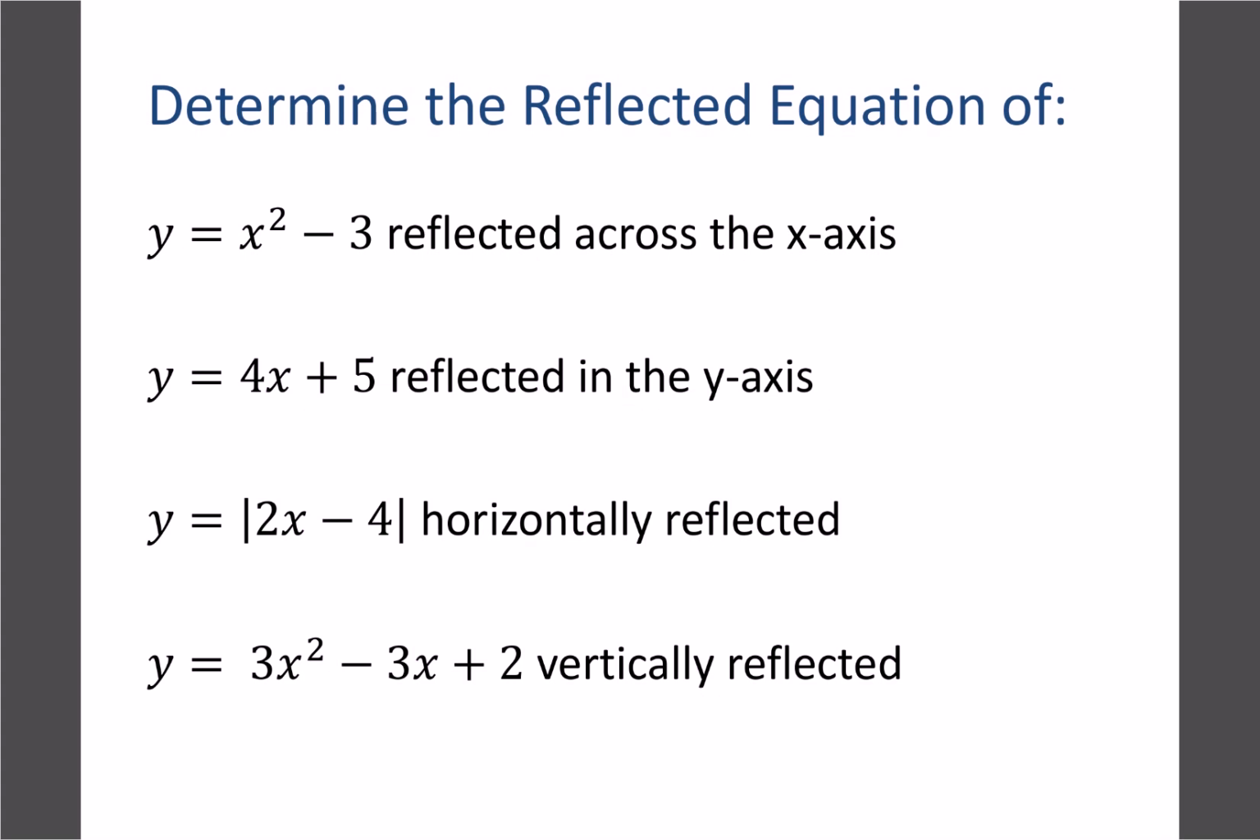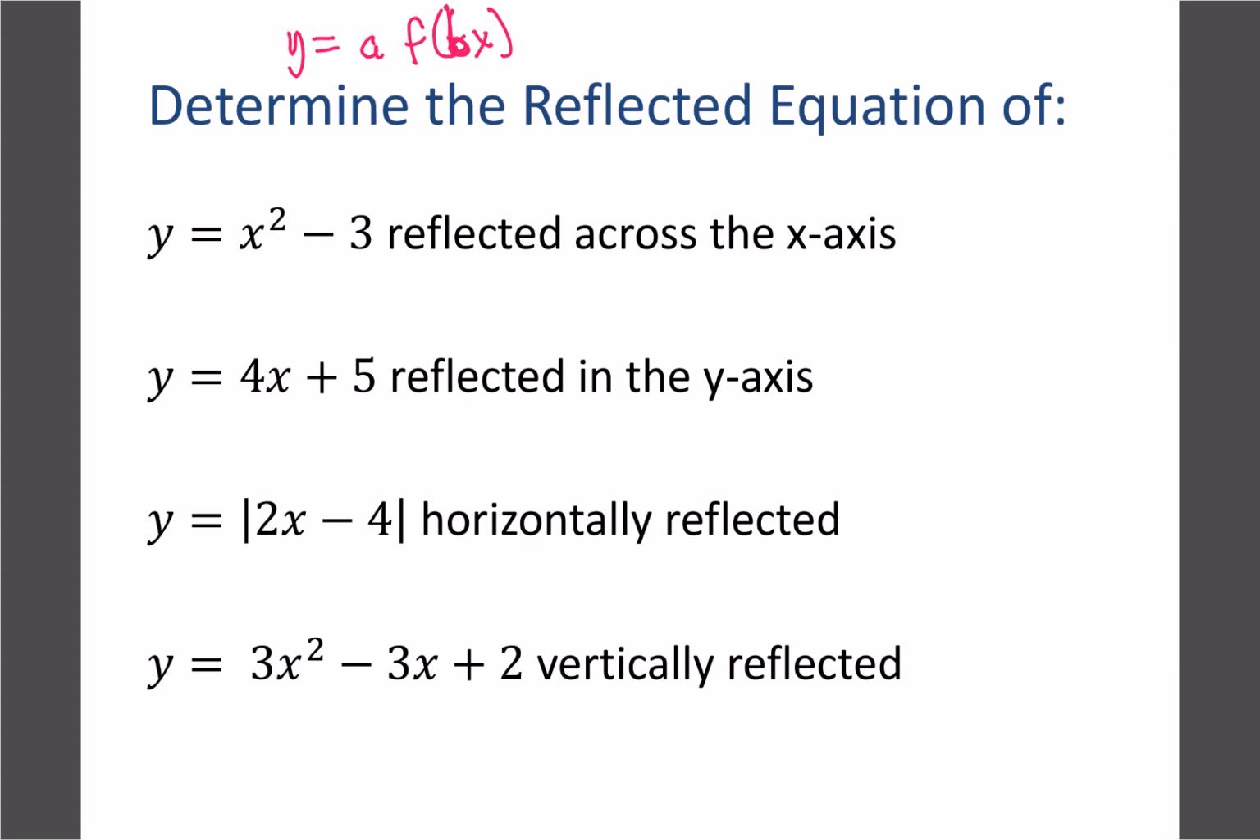Okay, let's work all the equations. So remember when we had our equations, we had our a value up front, and our b value was inside. So when we're doing these, you want to put the negative either where the a is for vertical reflections, or on the inside for the horizontal reflections.